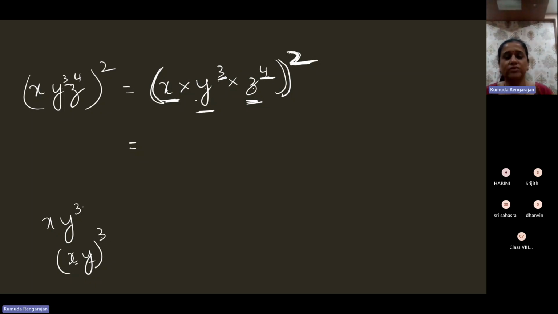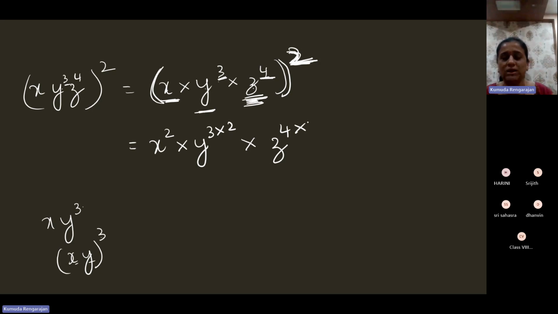So again, by the law of exponents, the power 2 is applicable for every member inside the bracket. So it is x to the power 2 into y to the power 3 into 2. See, y is already raised to the power 3, and this power 2 is also applicable for y, so multiply the powers, 3 into 2, into z to the power 4 into 2. Z is already raised to the power 4, and this power 2 is also applicable for z, so multiply the powers. So this is x squared, y to the power 6, z to the power 8.